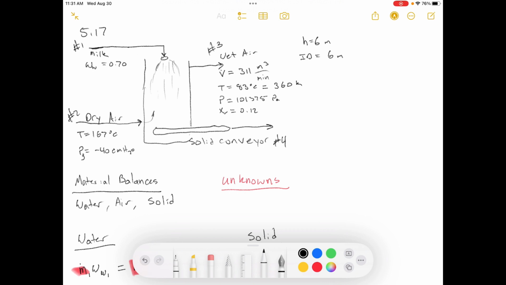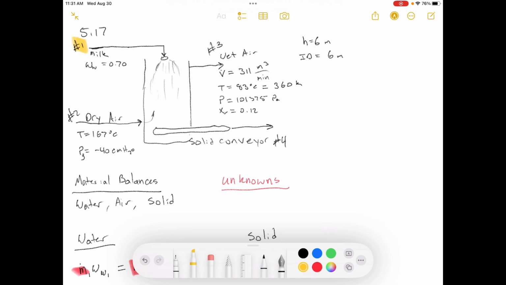Part A, calculate the production rate of dried milk and the volumetric flow rate of the inlet air. Estimate the upward velocity of air in meters per second at the bottom of the dryer. First things first, draw a picture.